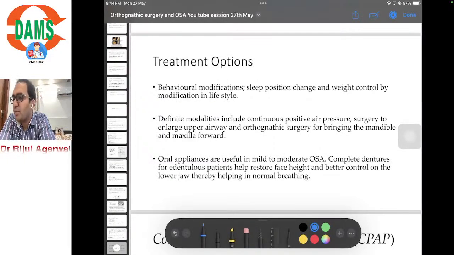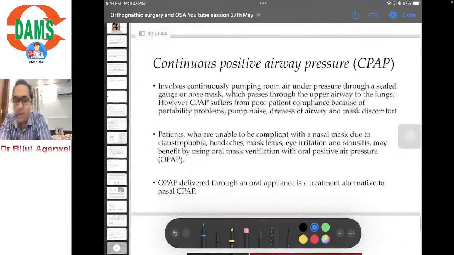Okay, the patient is unable to breathe, there is an increase in resistance of the airway. So by pressure, we try to inject the air into the patient's airway tract or the lungs. Next, if the maxilla or mandible is retropositioned, surgery can be done to bring them forward. And lastly, if none of them works, we can take the help of oral appliances to bring the mandible forward. So we'll do each one of them in detail.